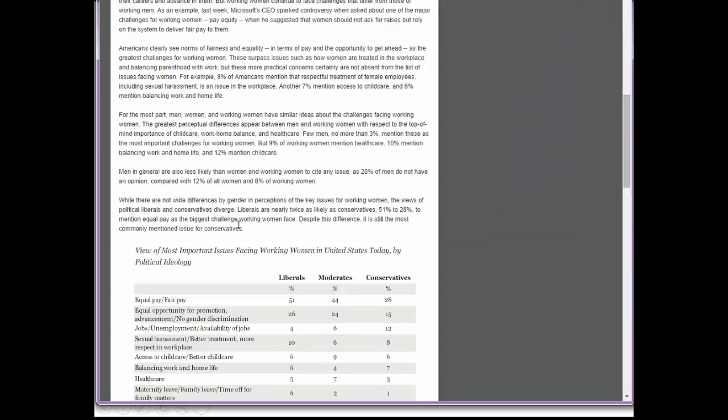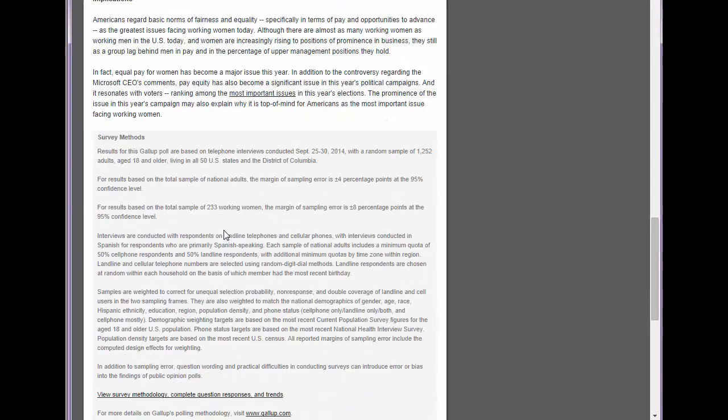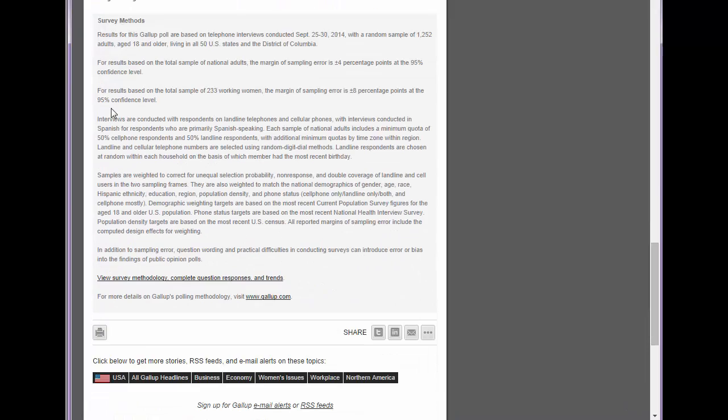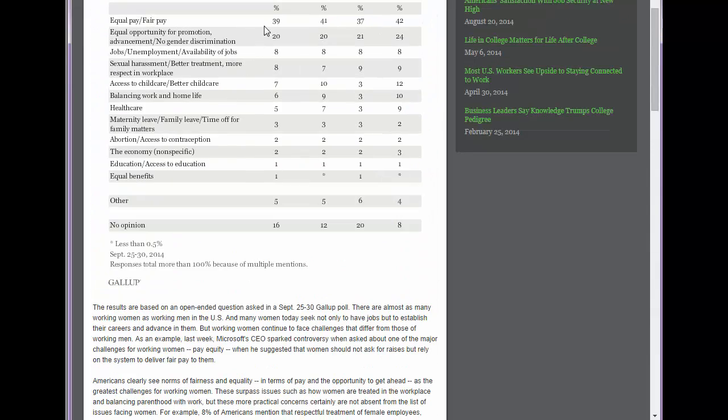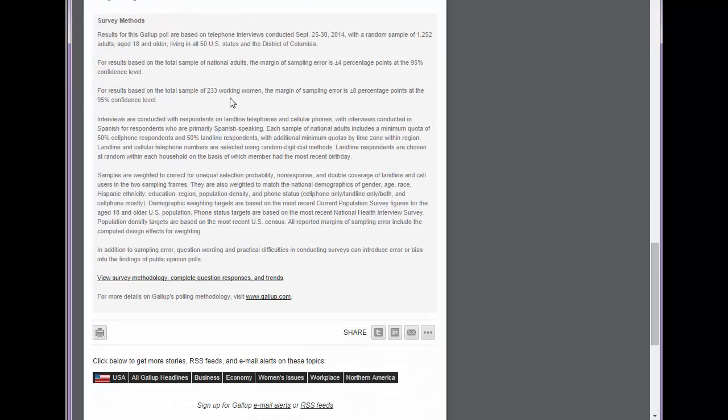So when you look at Gallup polls, and they're pretty good about reporting what's actually going on, if you go down to the bottom here, you will see that for results based on the total sample of national adults, the margin of sampling error is plus or minus 4 percentage points at the 95% confidence level. So what this is really saying is that we're pretty confident with 95% confidence that 39 plus or minus 4, or between 35 and 43% of Americans think equal pay is the most important issue for working women.